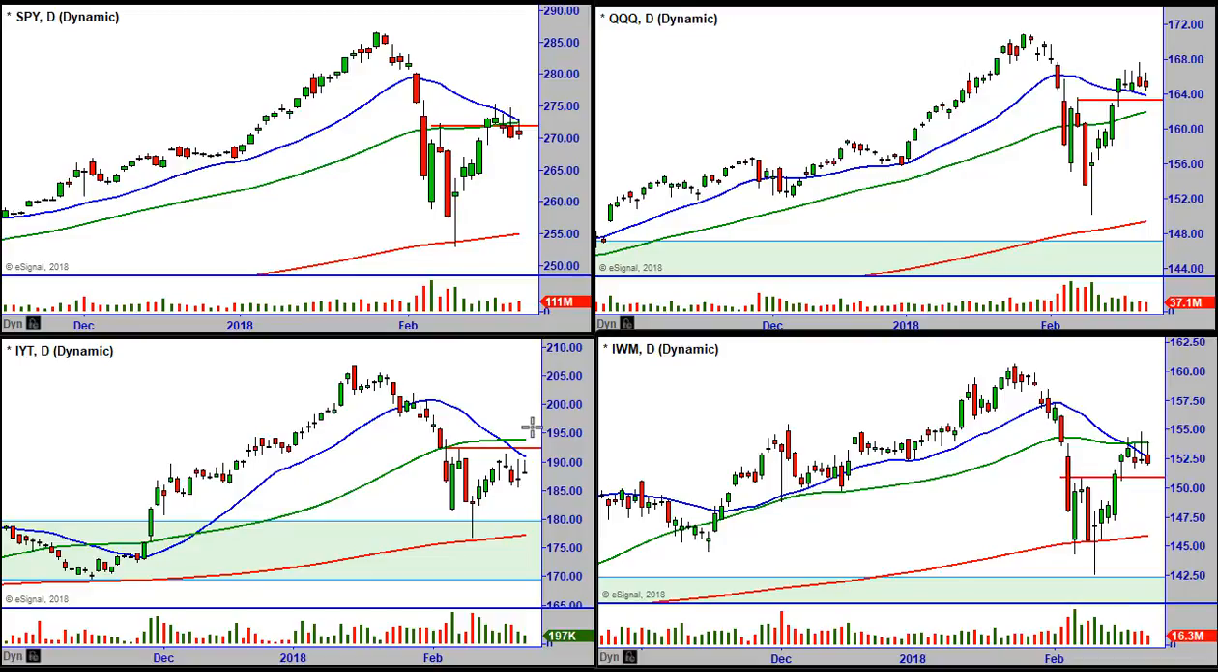So what do you do in a situation like this? You sit on your hands, as we say, SOH, and you wait for a confirmation that prices are going to move one way or the other. It's a coin flip right now.